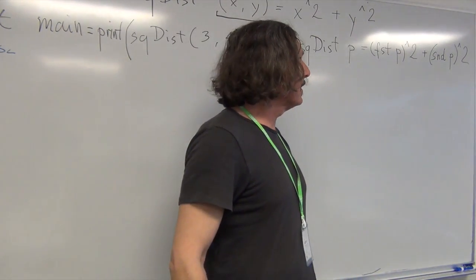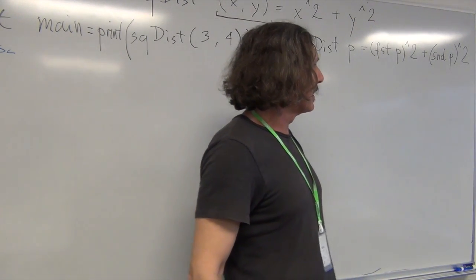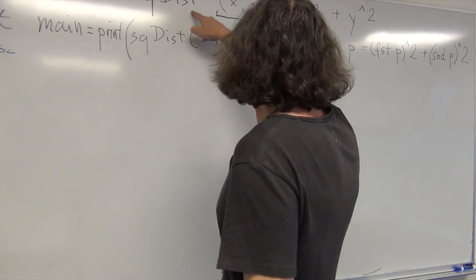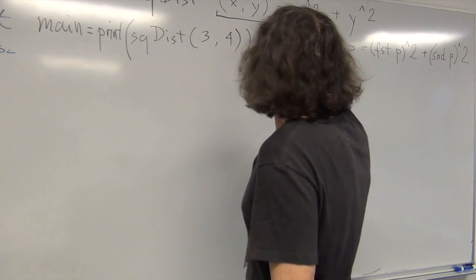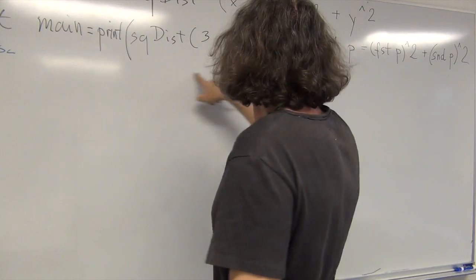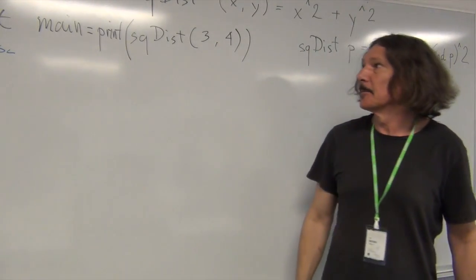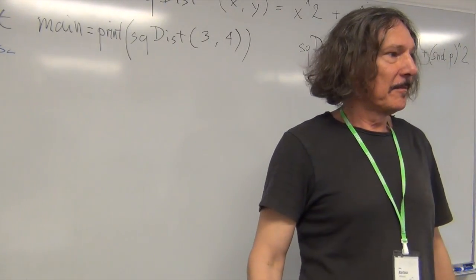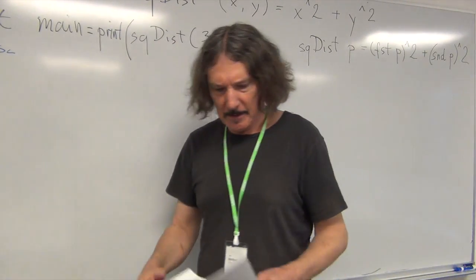Okay, so you can just open a file like previously, and put this definition in, square distance with this pattern, and then write main to just test it. So this should print 25, as we remember from the last time.